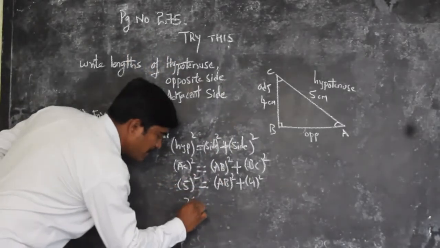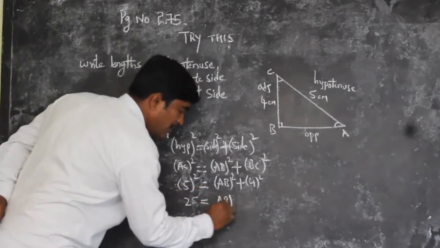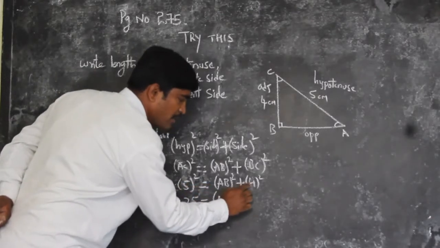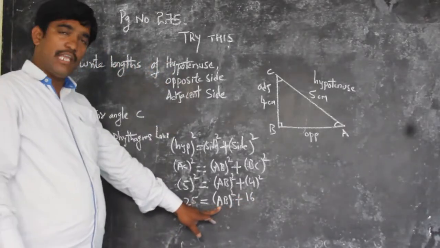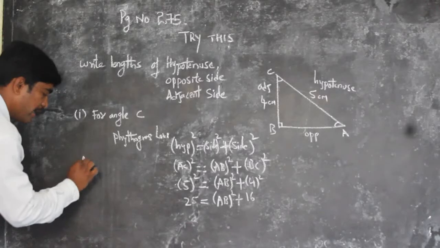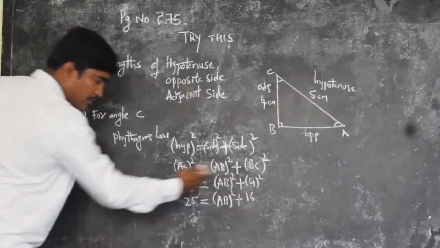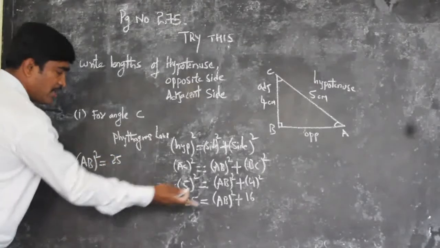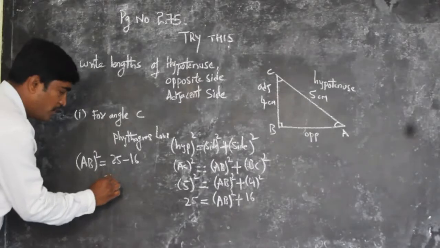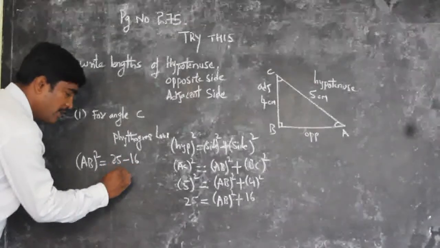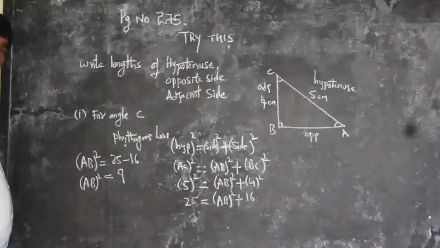5 square is 25, which is equal to AB square plus 4 square, which is 16. Here I need the AB square value, so I keep AB square there and take the 16 to this side. 25 plus 16 becomes 25 minus 16. Now 25 minus 16 is 9. So AB square is equal to 9.